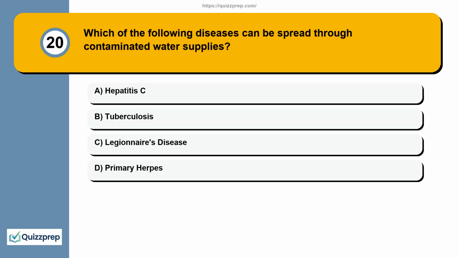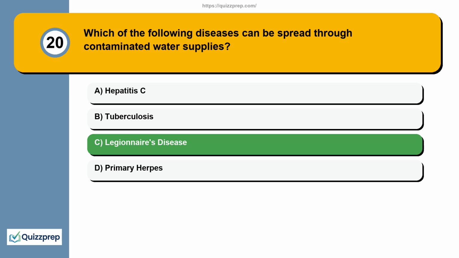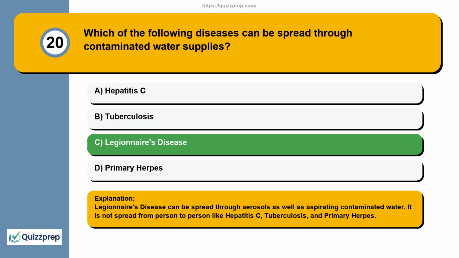Question 20. Which of the following diseases can be spread through contaminated water supplies? Hepatitis C, tuberculosis, Legionnaire's disease, primary herpes. Legionnaire's disease can be spread through aerosols as well as aspirating contaminated water. It is not spread from person to person like hepatitis C, tuberculosis, and primary herpes.